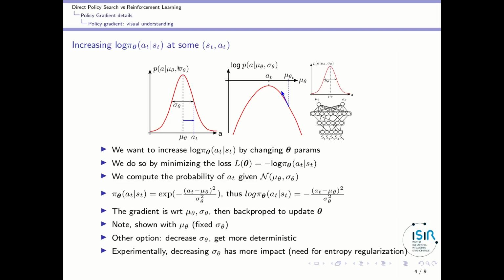But the point is that your policy will be more deterministic. And experimentally, if you try what I have described, you will see that decreasing the variance has more impact than increasing the center. This is why we need entropy regularization, because otherwise the simplest solution for the neural network to adapt so as to increase this probability is to decrease the variance.